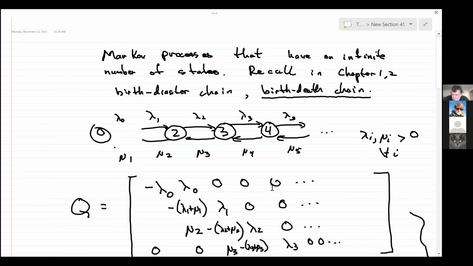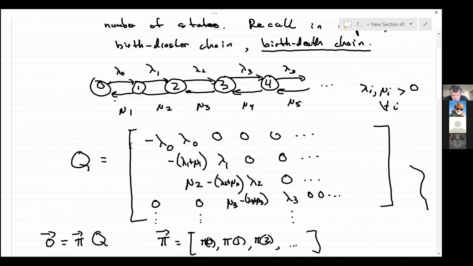I'm looking at my picture and some of it got erased as usual. What about the first column here? Yeah, that got erased too. This was mu1. And this one was what? 0, I think. Yeah. Anyway.